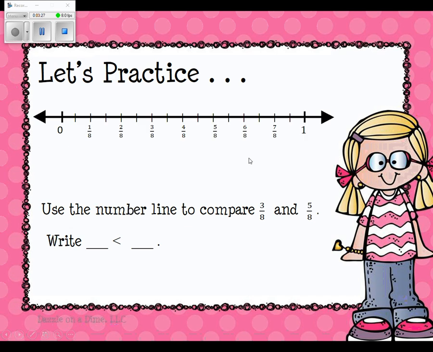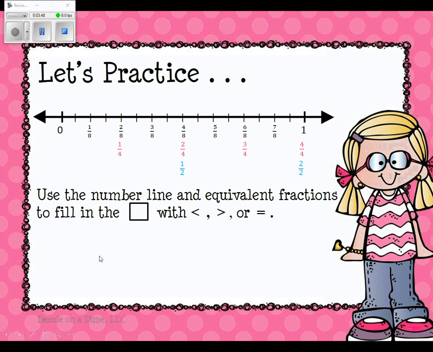This number line has 8s on it, and we're going to compare 3/8 and 5/8. So you're going to look at your number line. There's 3/8 compared to 0. 5/8 compared to 0. Right? Obviously, 3/8 is less than 5/8.